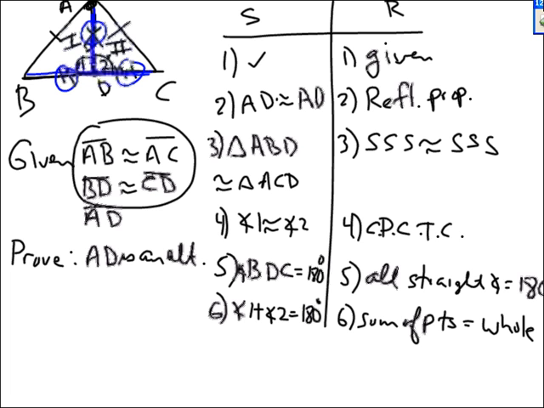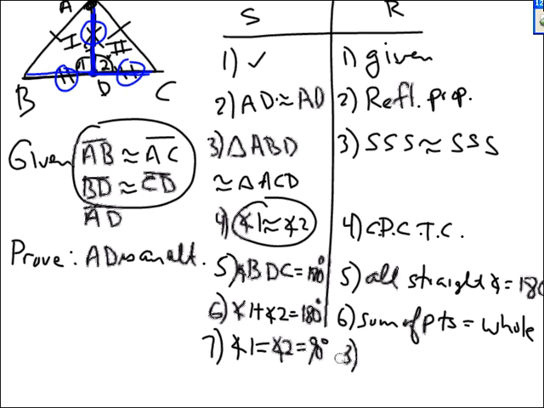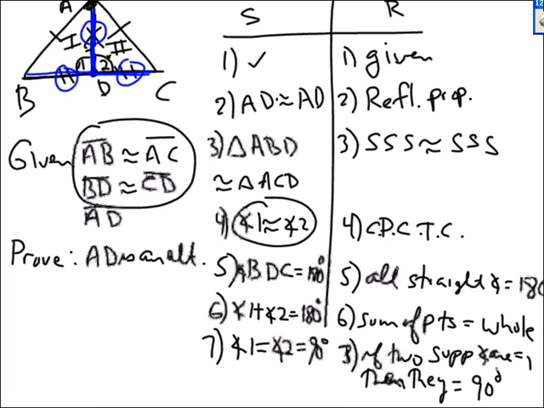Okay, angle 1 plus angle 2 is 180, but they're equal. Angle 1 is equal to angle 2, which is equal to 90 degrees. If two supplementary angles are equal, then they both equal 90 degrees. That was the main theorem of this section. So it's just enough for me to say angle 1 is 90 degrees.